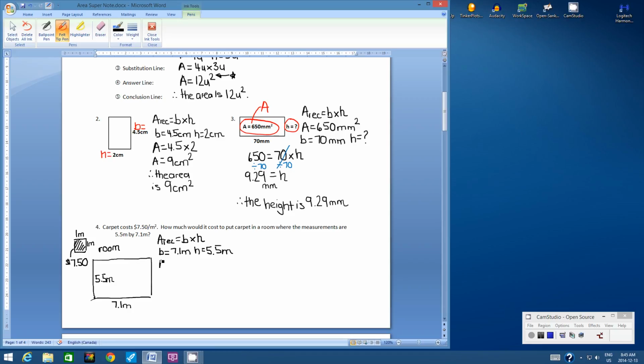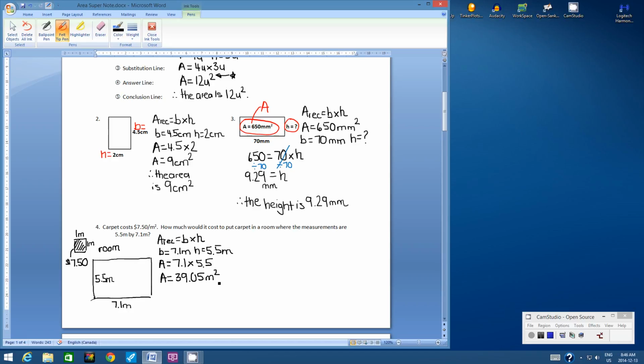Line number 3 is the substitution line. Well, we don't know the area, so that just has to stay as A. We know the base is 7.1 meters. We know that the height is 5.5 meters. That's our substitution line. All right, our calculation or our answer line, if you're using your calculator, what did you get? Well, I got 39.05 meters squared.